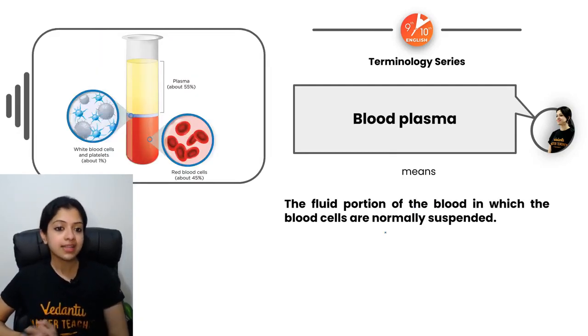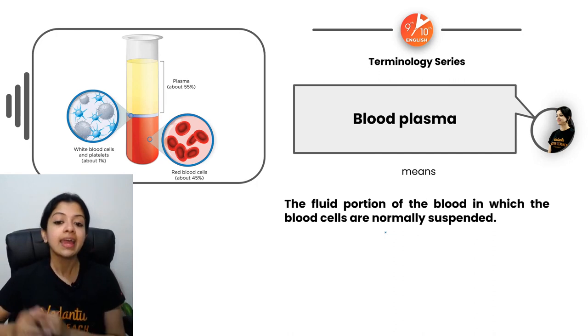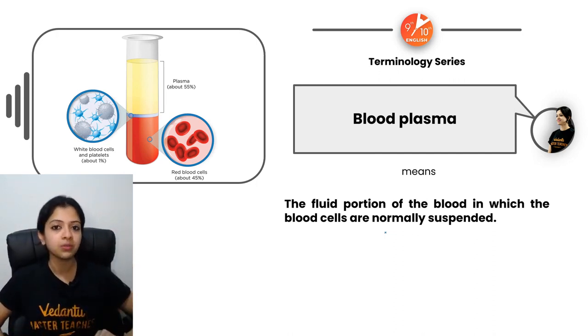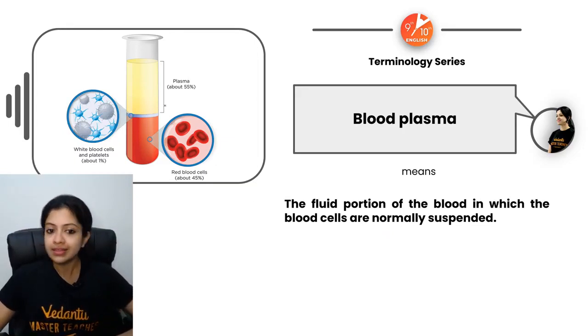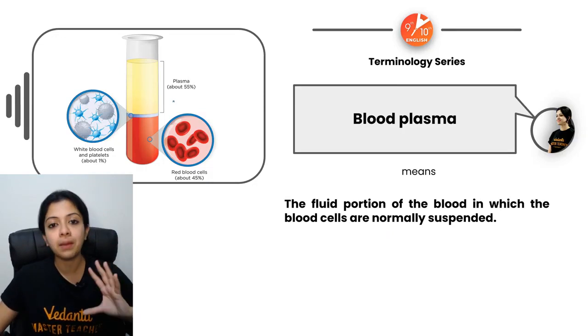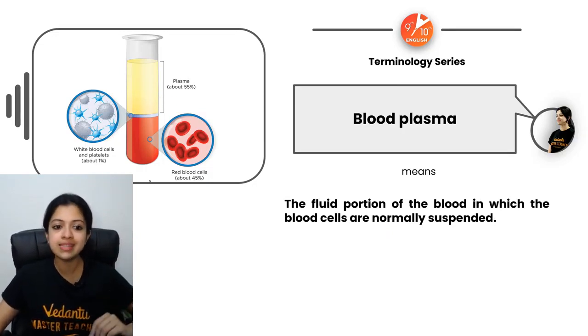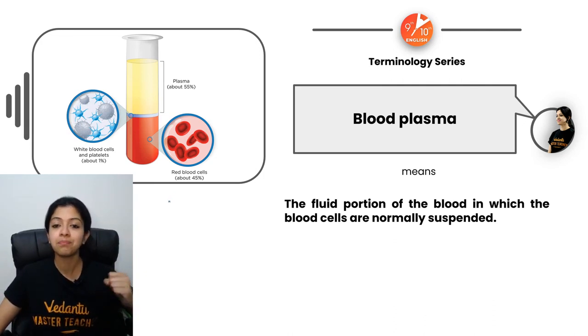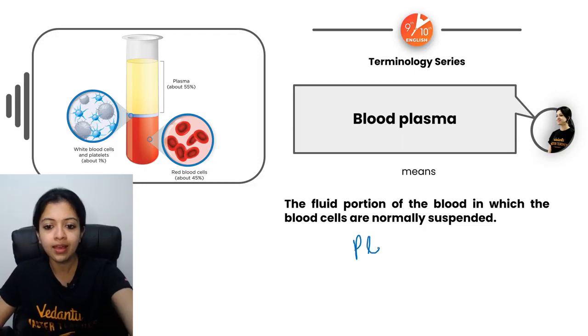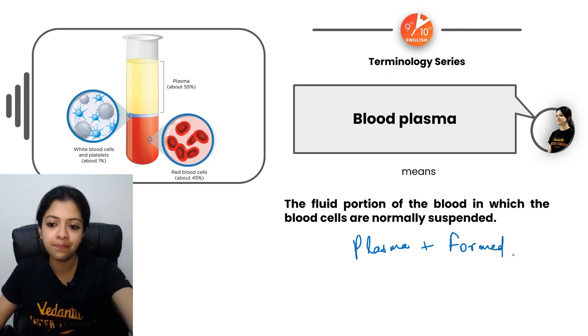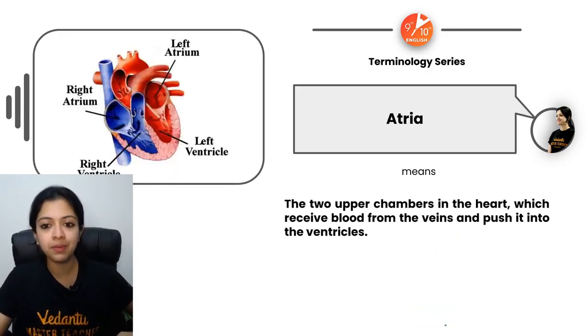Blood plasma, as you would have learned in the chapter Tissues in 9th grade, is the fluid portion of the blood in which all the blood corpuscles are lying suspended. There is about 55% plasma in your blood. Apart from this, there are RBCs, WBCs, and platelets, which we call formed elements. So plasma and the corpuscles, or the formed elements, together make up your blood. So this is what plasma does.